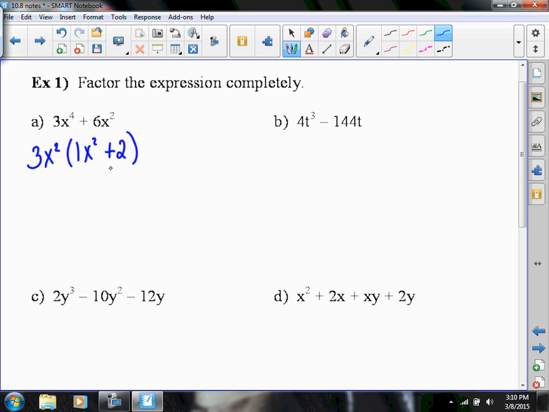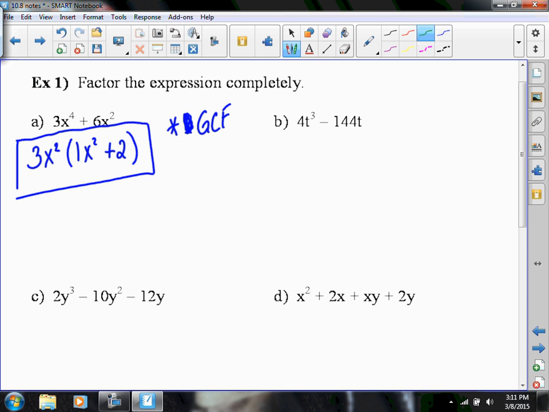Now, I want to look at the parentheses here. I have 2 terms, so it should be a difference of 2 squares, but it's not even a difference, and 2 is not a perfect square. So I'm done with this one then, because the stuff in the parentheses isn't factorable anymore. So the only thing I could do for that one was to take out a GCF. And sometimes that's all the factoring that you can do, and that's okay.